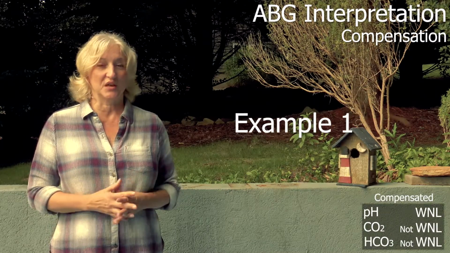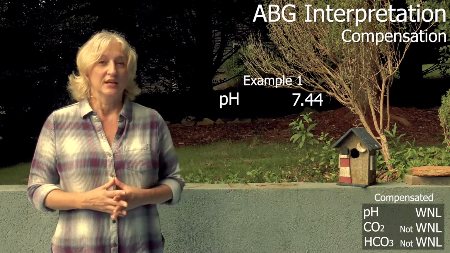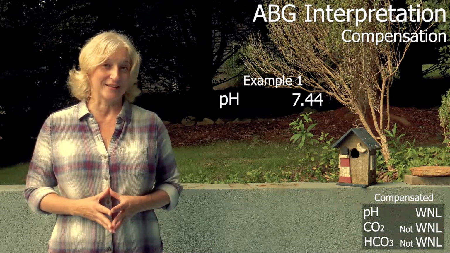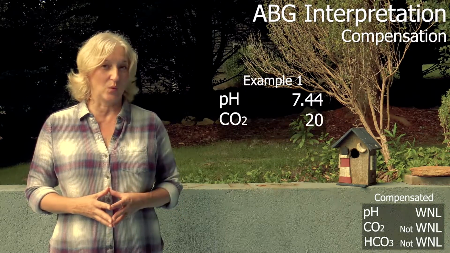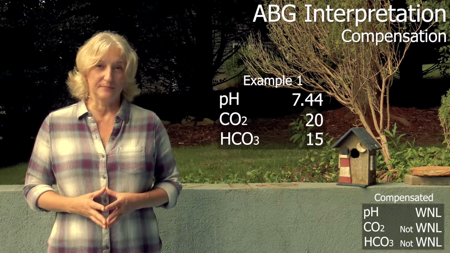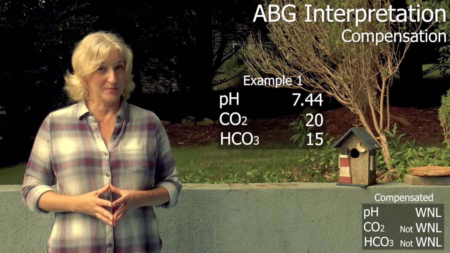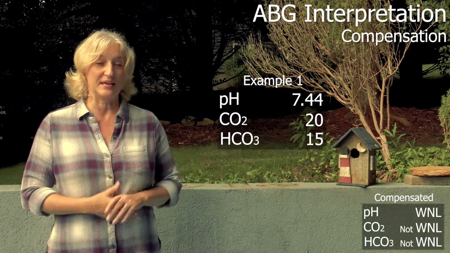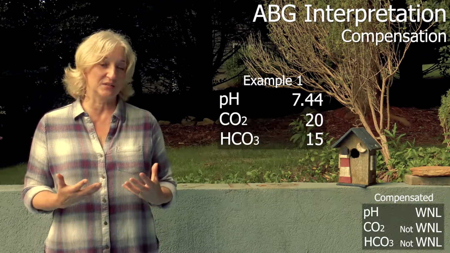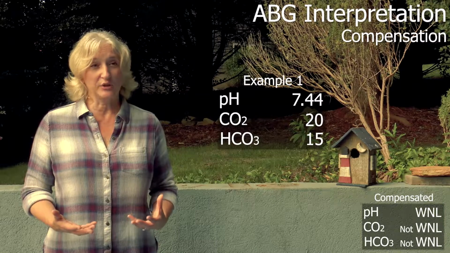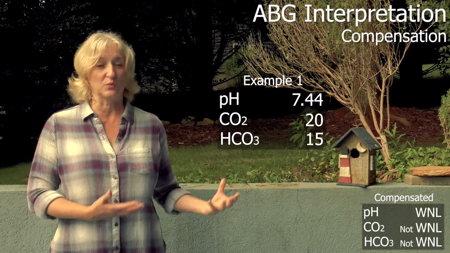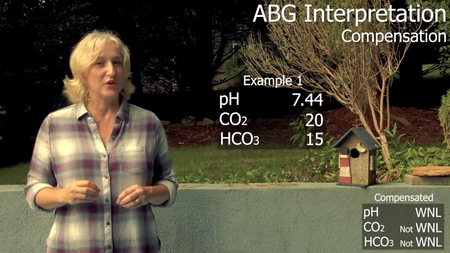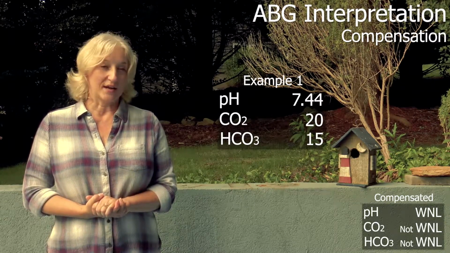So let's consider this ABG. You can see that the pH is 7.44. So it's within normal limits, but it's on the alkalotic side. And then I have a CO2 of 20 and an HCO3 of 15. Now, you can see what the problem is, that this is respiratory opposite. My CO2 is going down, my pH is going up. So ROME tells me that this is a respiratory problem. And I would call this a compensated respiratory alkalosis, because even though the pH is on the alkalotic side, it is within normal limits.